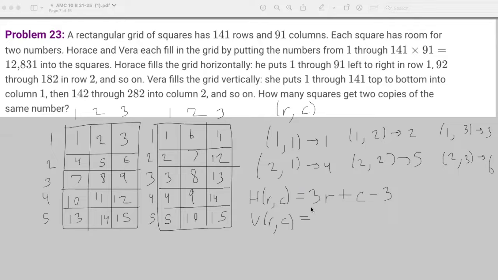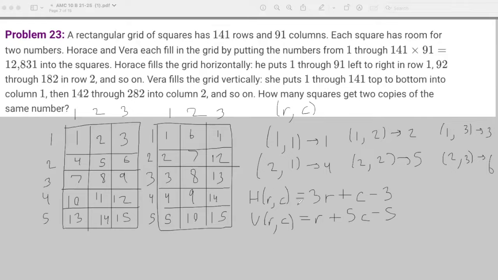But basically the process is exactly the same, right? So these are the row numbers. Every time the row number increases by 1, the number Vera puts in increases by 1. So there is an R. And then every time the column number increases by 1, the entry increases by 5. So there should be a 5C. And then we try the constants, and we see that in the 1 comma 1 spot, currently this formula gives us 6. So we need to subtract 5. We need to adjust by 5 in order to give us the right value.